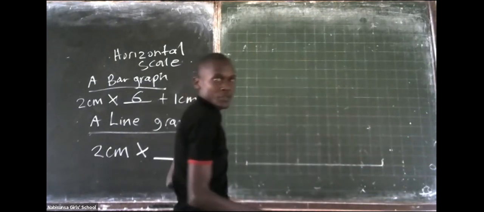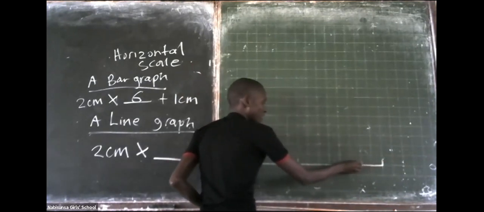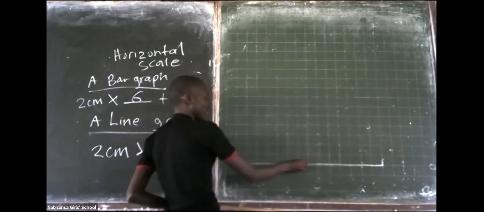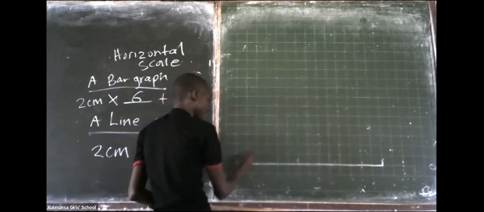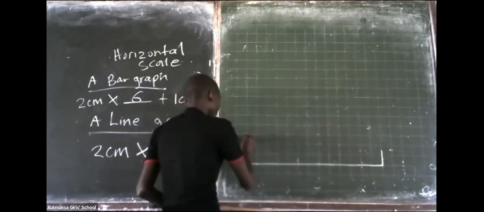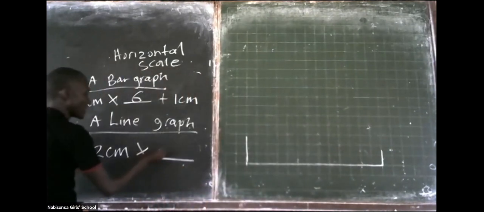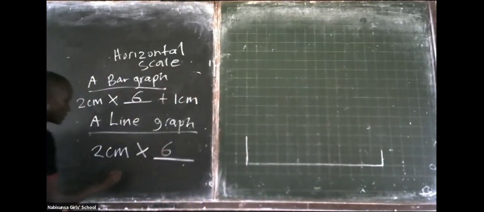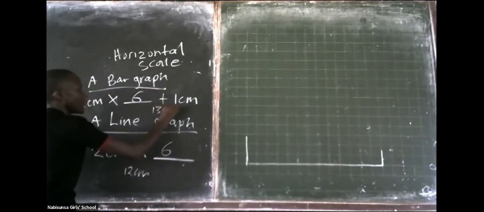So people, all of you also, you can do that. You can skip down, you skip like 2 centimeters. For me, I have skipped only 1, but for you skip like 2, now we are drawing the line graph. For a bar graph, and also for a line graph, you put here 6. So it means here you're going to use 12 centimeters. Here you are using 13.